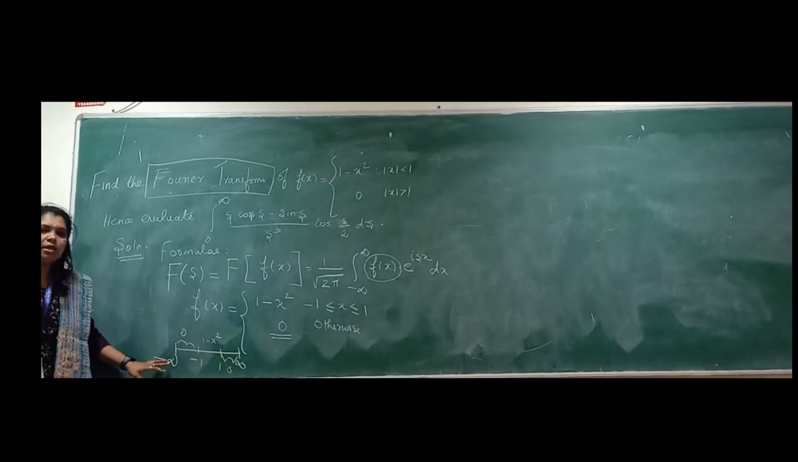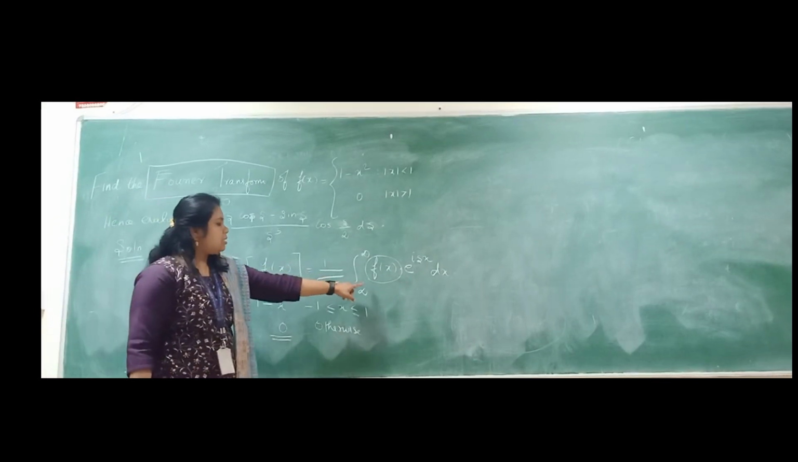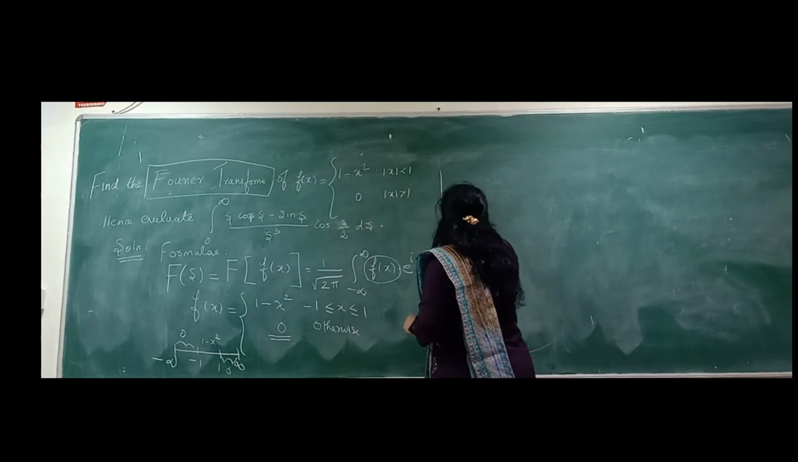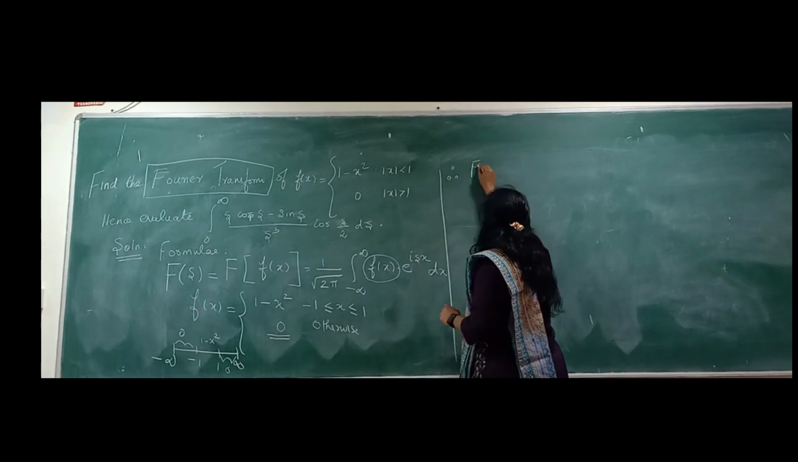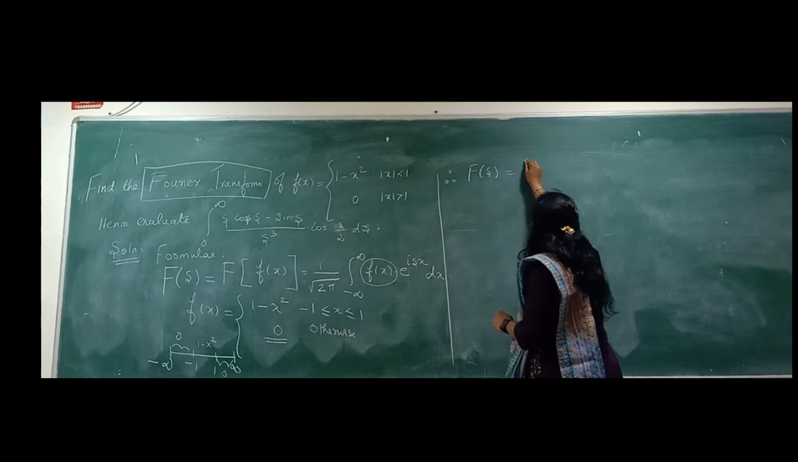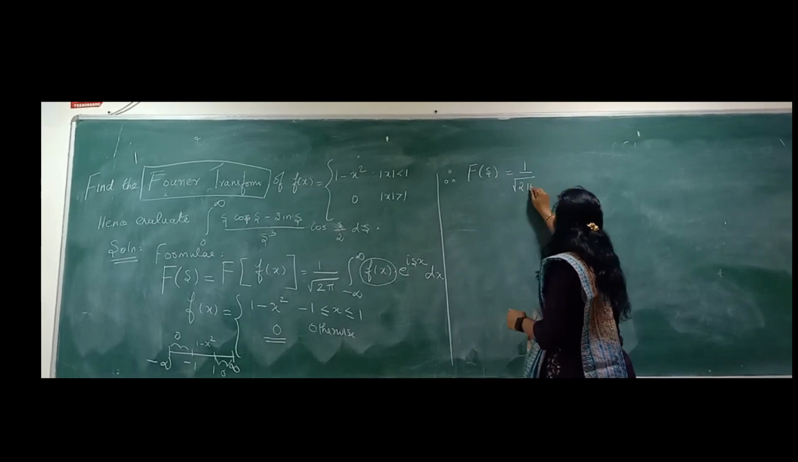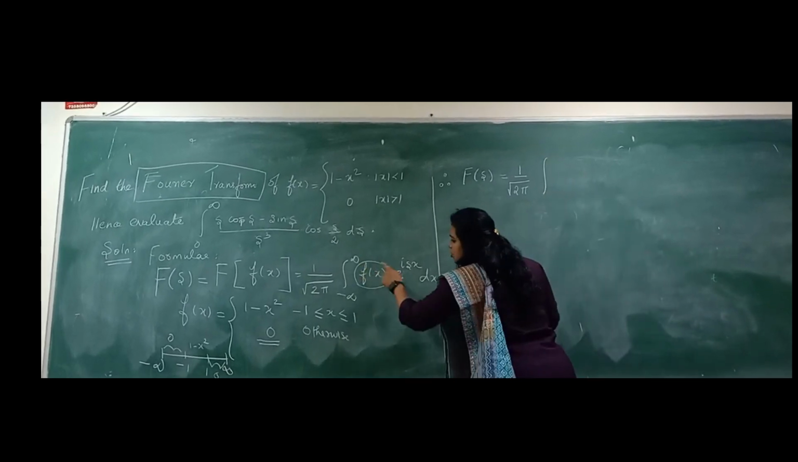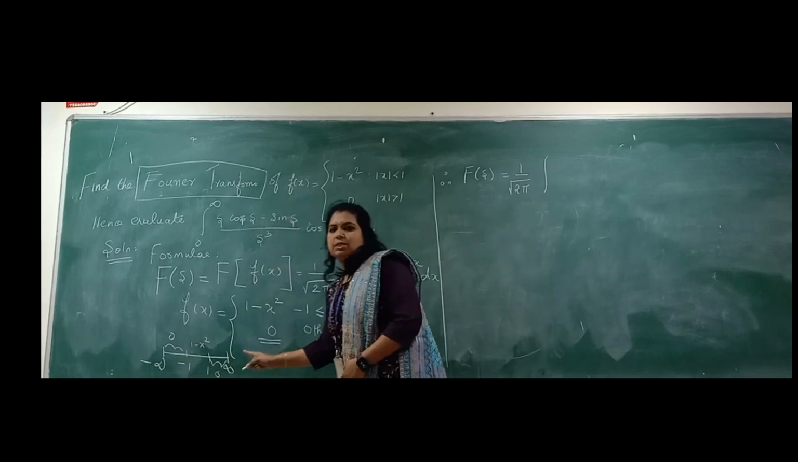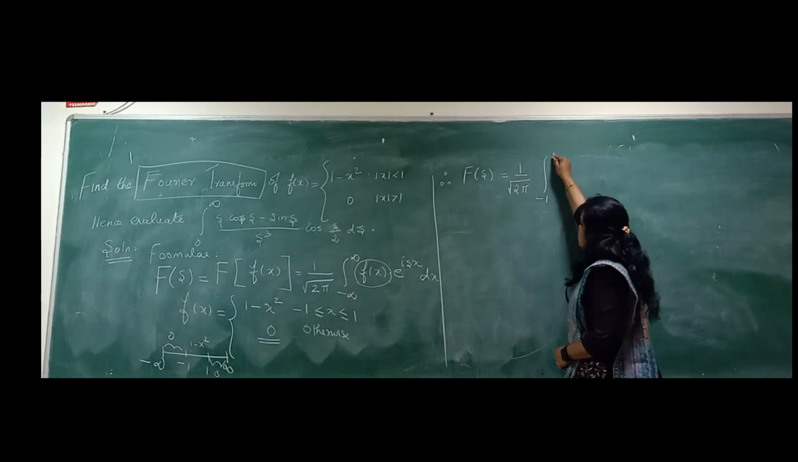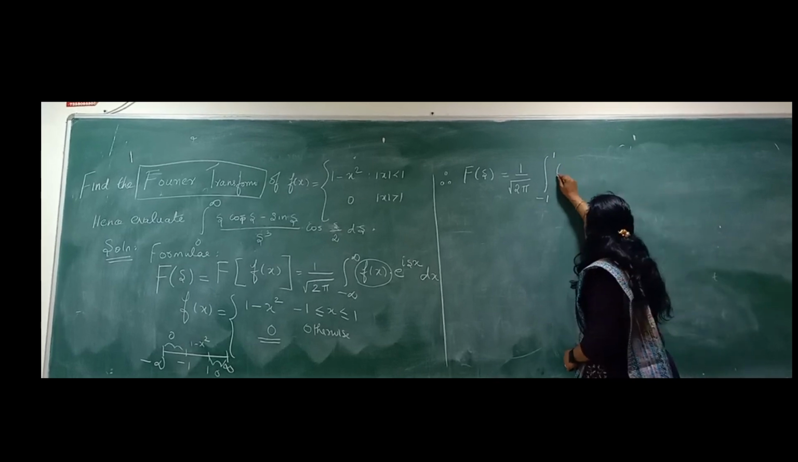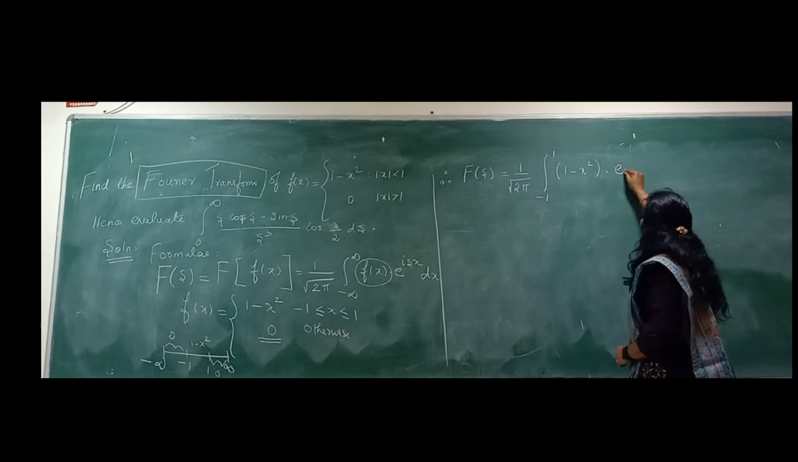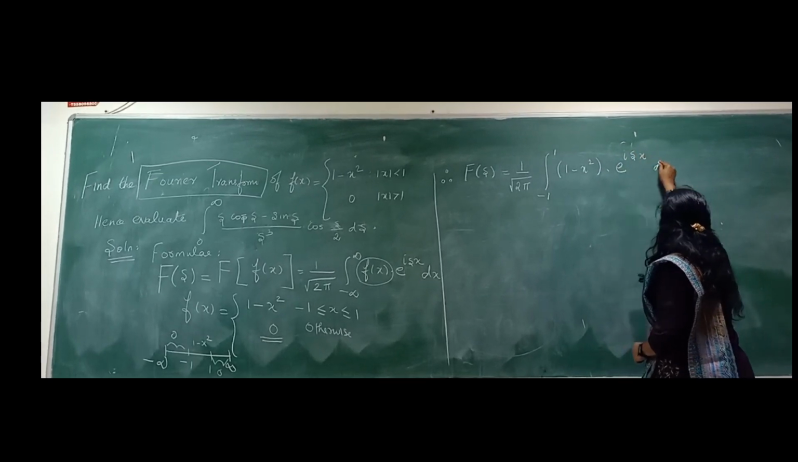Based on this extended number line system, we are going to substitute the value in the formula. Therefore, capital F of s is 1 by root of 2 pi times the integration, which changes from minus infinity to plus infinity into minus 1 to plus 1. F of x is 1 minus x square, into e to the power i s x dx.